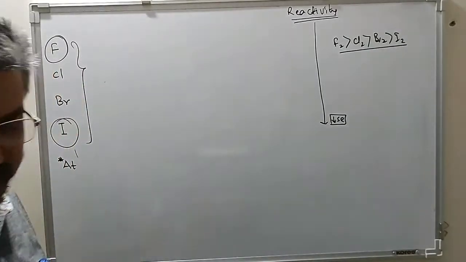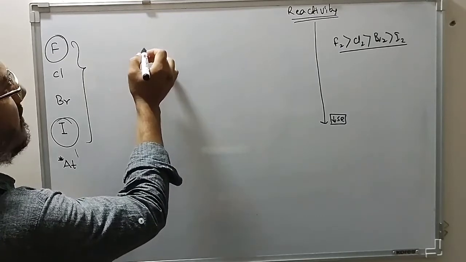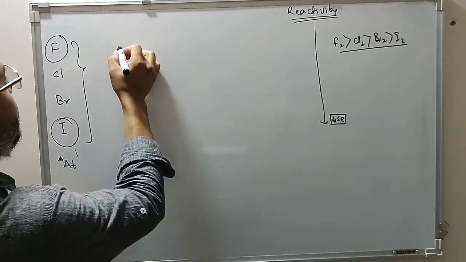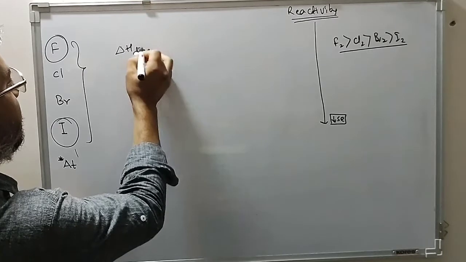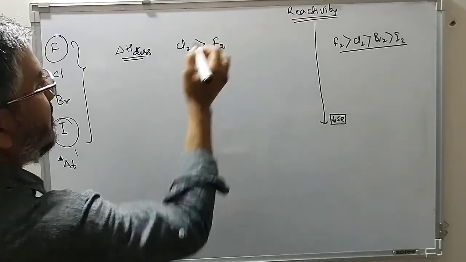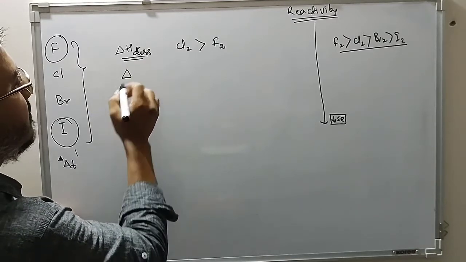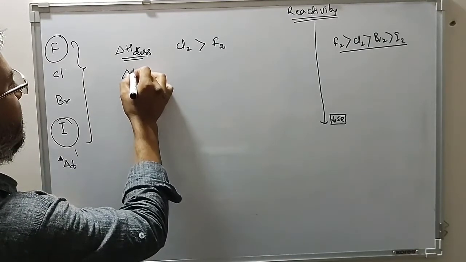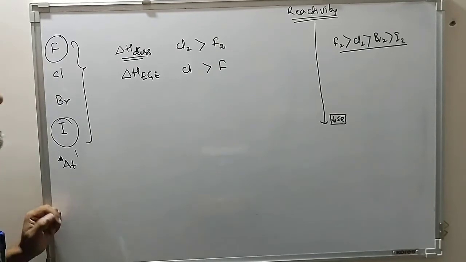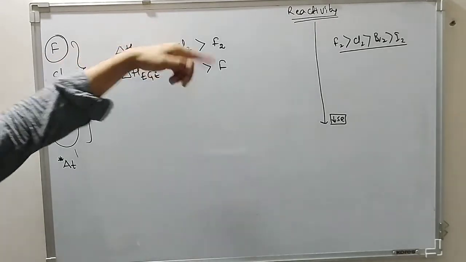Now we have two contrasting factors here. Look at the fluorine-fluorine bond and the chlorine-chlorine bond. The enthalpy of dissociation of chlorine is greater than fluorine. The electron gain enthalpy of chlorine is again greater than fluorine. Now if you look at this, the electron gain enthalpy value of chlorine is greater than fluorine.